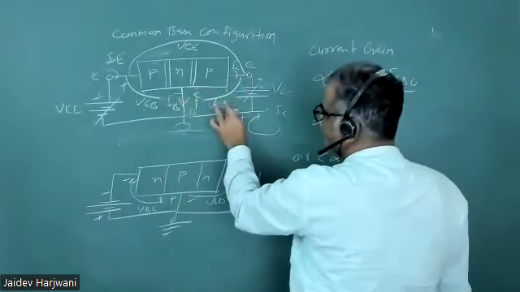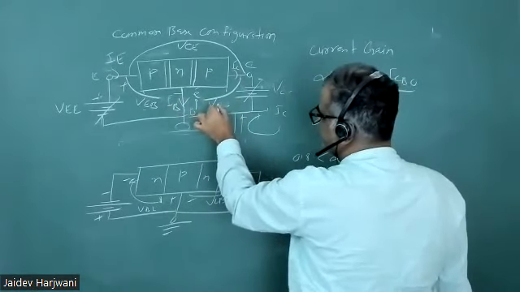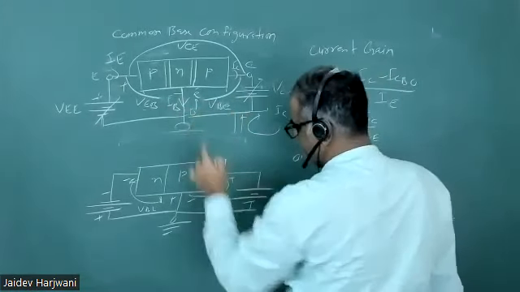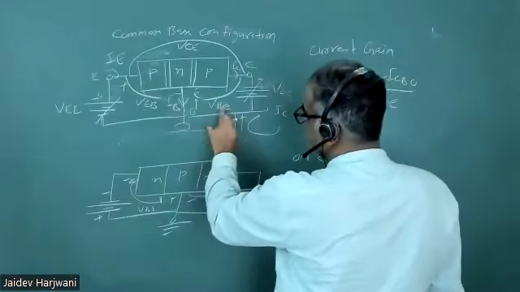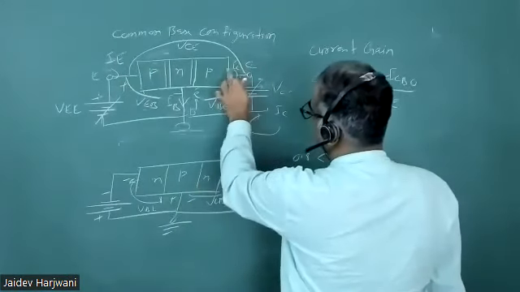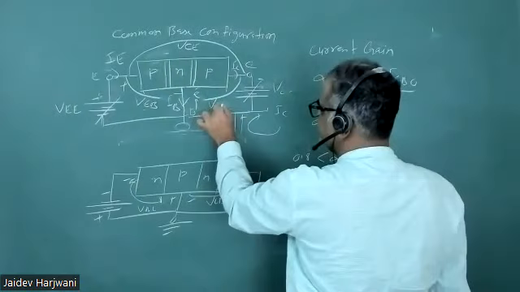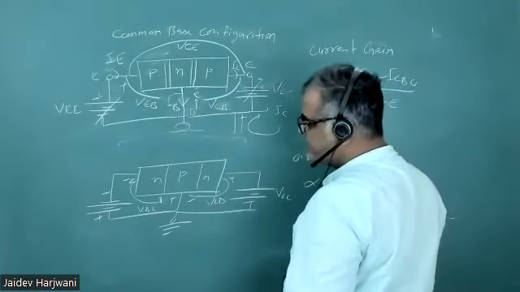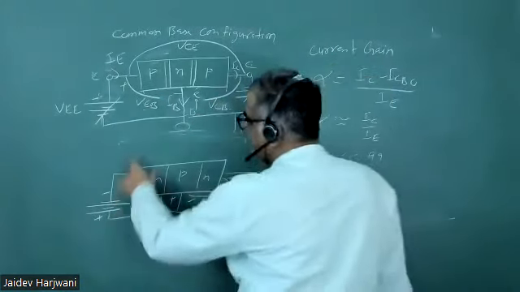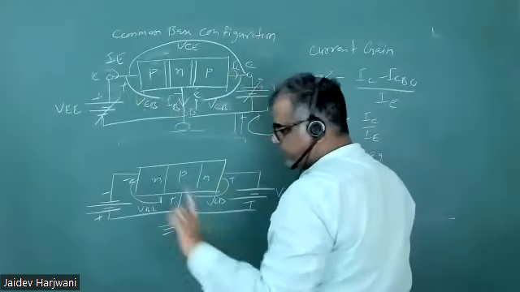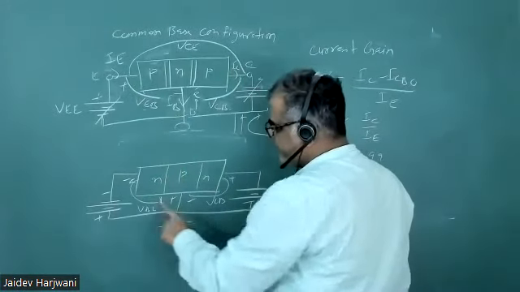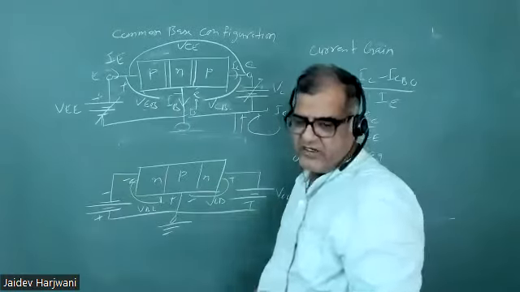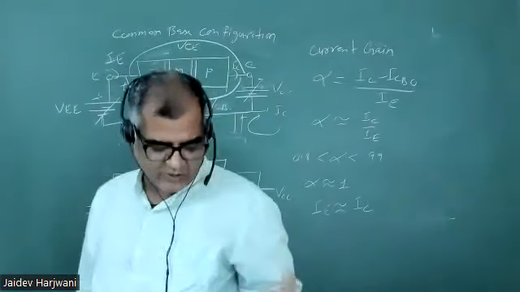If you want, you can call it VBC now, because this is ground, right? That's why we write VBC. Or let me write VCB only, or you can write VBC also. VEB and VBE are the same, only a sign difference. If you calculate VBE, that is 0.7. If you calculate VEB, that is minus 0.7.